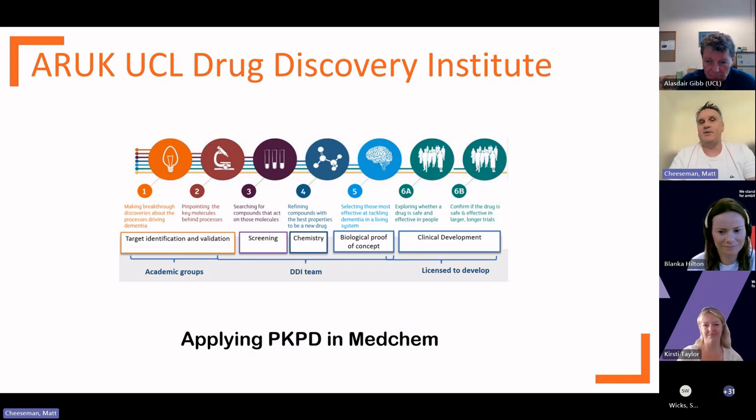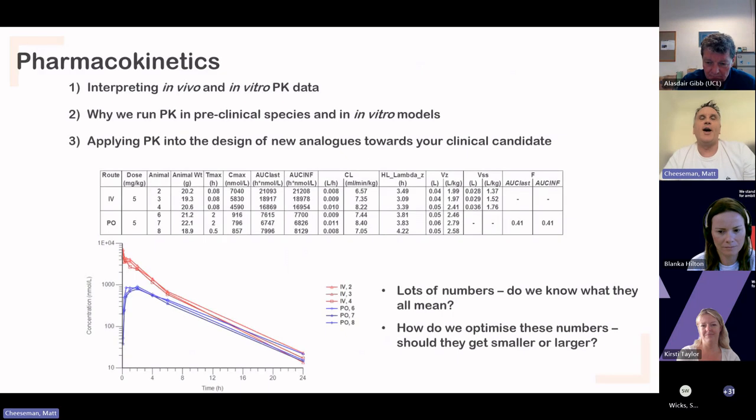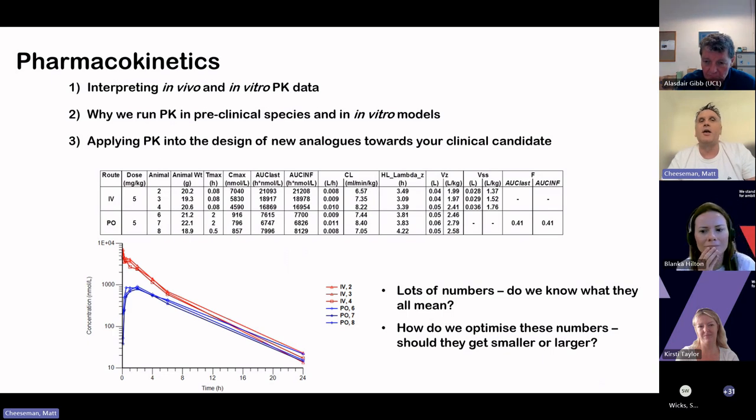So this idea really is to just give a very brief overview as to how we use PKPD in both drug design, picking clinical candidates, and then moving a compound into the more advanced stages before you get into preclinical and then to clinical studies. So just breaking it down to those two parts.